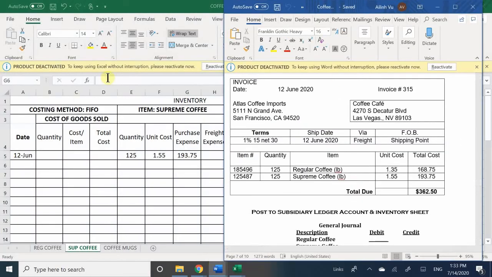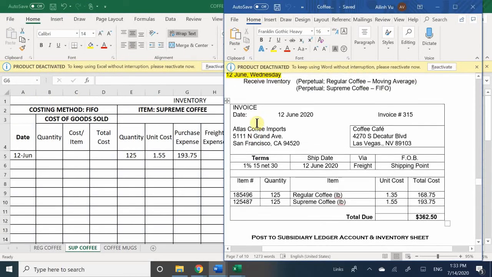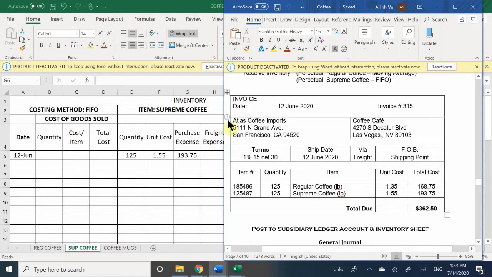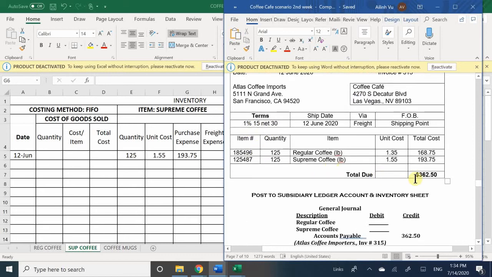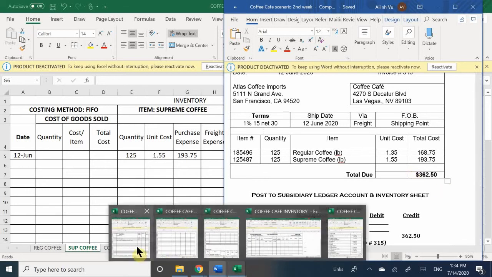Now, because we received a bill, we need to recognize a few things. Where did this bill come from? It came from Atlas Coffee. What's my invoice number? 315. Is there terms or anything? Yes, we get a 1% discount if we pay within the 15 days, and our total amount due is going to be $362.50. So let's go ahead and go to our journal and journalize that.